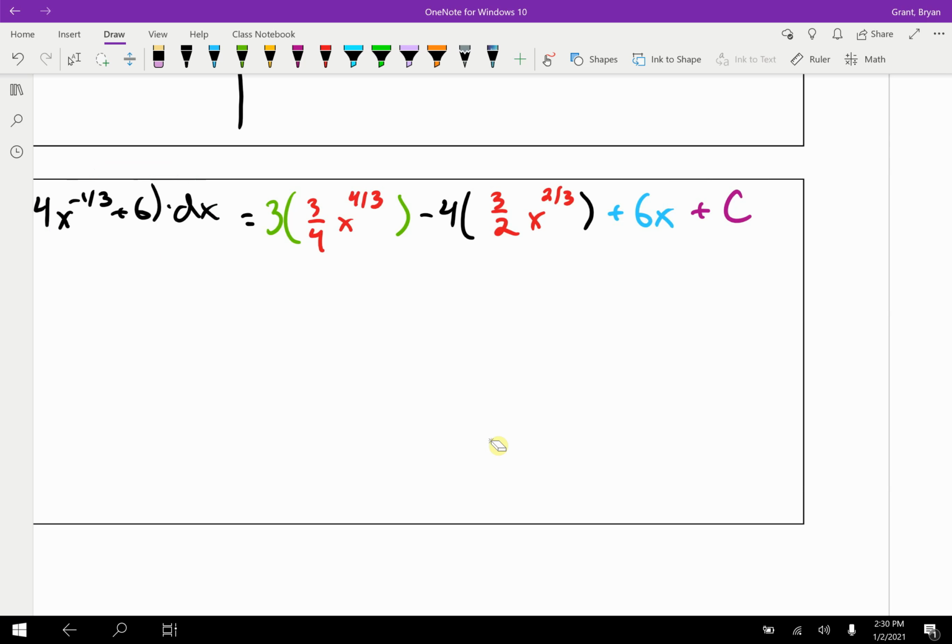Should we clean this up? Yeah, probably at least a little bit. We end up with 9/4. You could rewrite this. I probably will not. There are fewer character strokes to leave it as an exponent as opposed to writing it as a radical, right? Cube root of x to the fourth. But if it makes you happy, you can. 4 divided by 2 is 2. 2 times 3 is 6. And nothing else to do at the end.